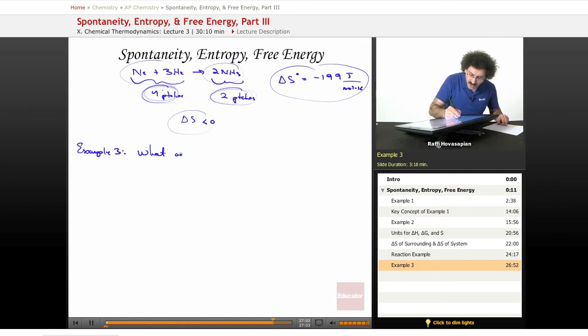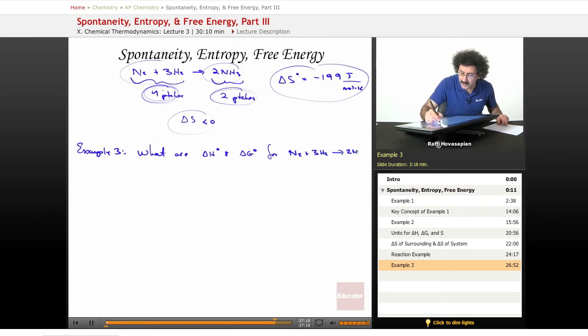What are delta H and delta G for the above reaction? For the N2 plus 3H2 going to 2NH3. Okay, well, here's our equation.